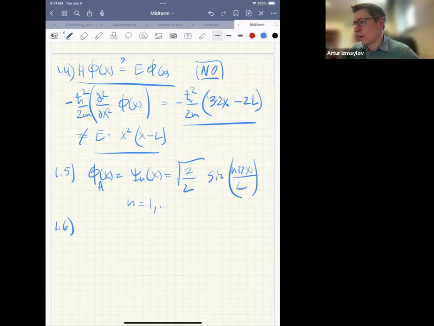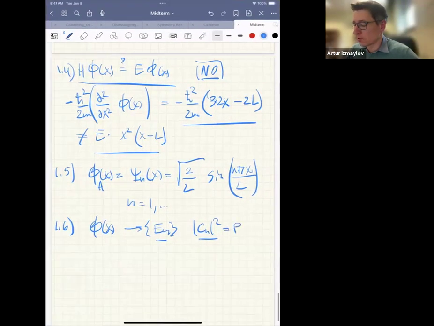1.6: If we measure the energy of a particle in the state phi x, what would be the results? Since phi x is not an eigenfunction, if we measure it, it will collapse to various eigenvalues of the Hamiltonian. They're given, but the probabilities are the coefficients squared, right? So it's not a single energy, it's multiple energies, and the probabilities depend on the coefficients. That's as much as we can say about this experiment. Any questions?